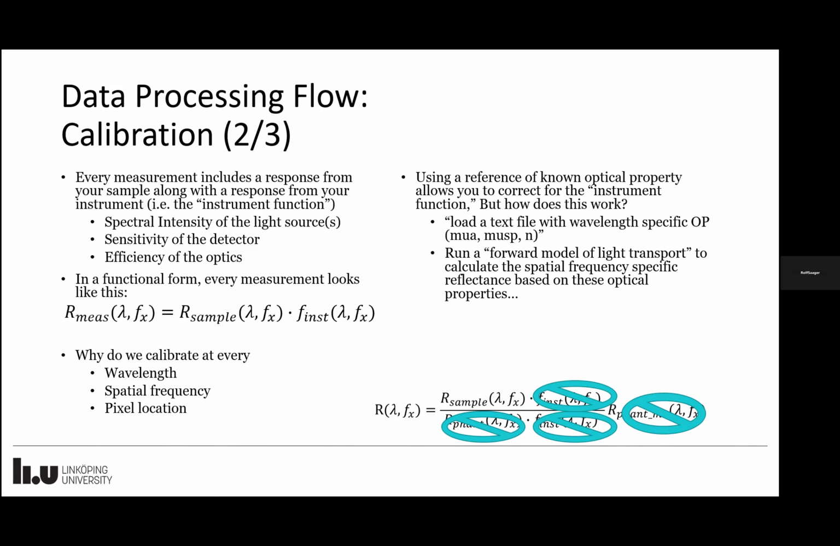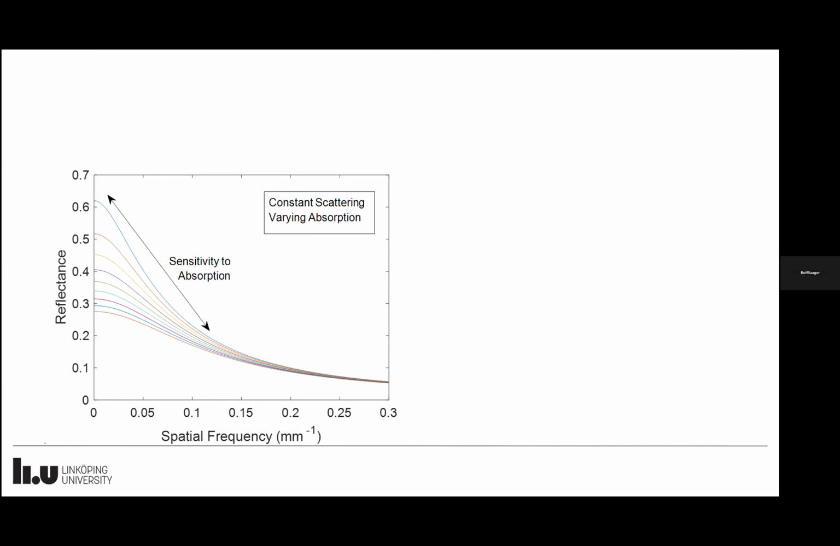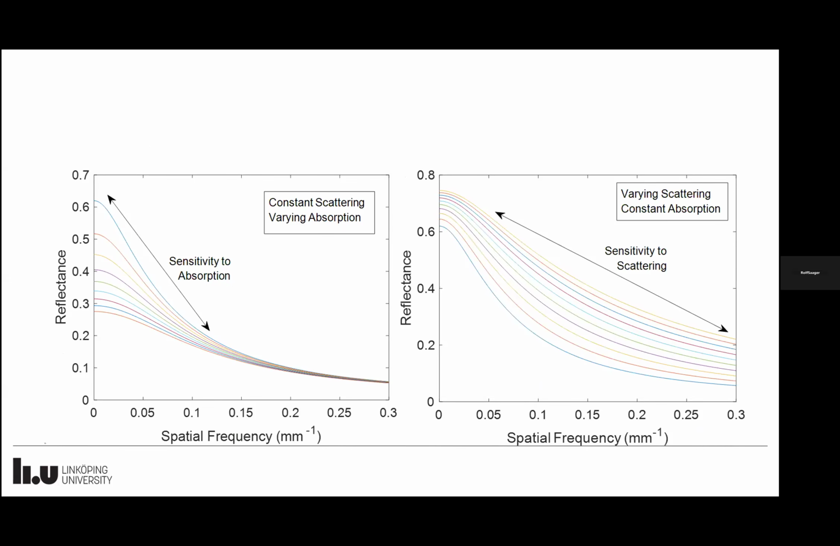And even with the illumination distribution, as we would want in an ideal case, every pixel location might have a slightly different intensity of the light source. So there might be some distribution that you want to compensate for. That's why we do it in all these different cases. And then we get our calibrated reflectance curves as a function of spatial frequency.